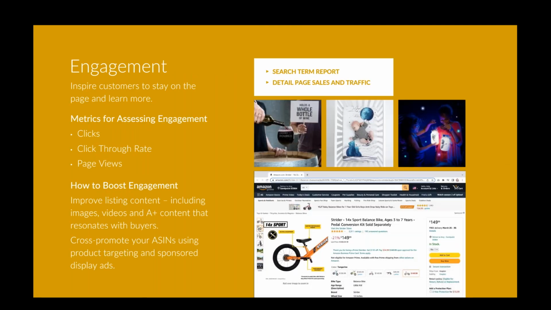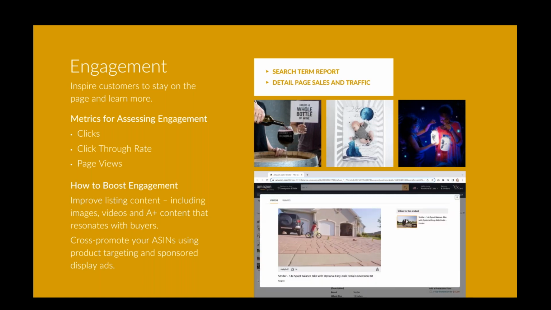Next would be engagement. We've worked through getting your listings visible, getting your buyers inspired, and now you want to keep them engaged. Whether that's a first-time buyer or just a potential shopper or anyone who's returning to your brand, you want to keep them engaged. Some metrics that you can use to assess engagement are clicks, click-through rate, and page views, which we've touched on before. And you can look through those in multiple different ways.